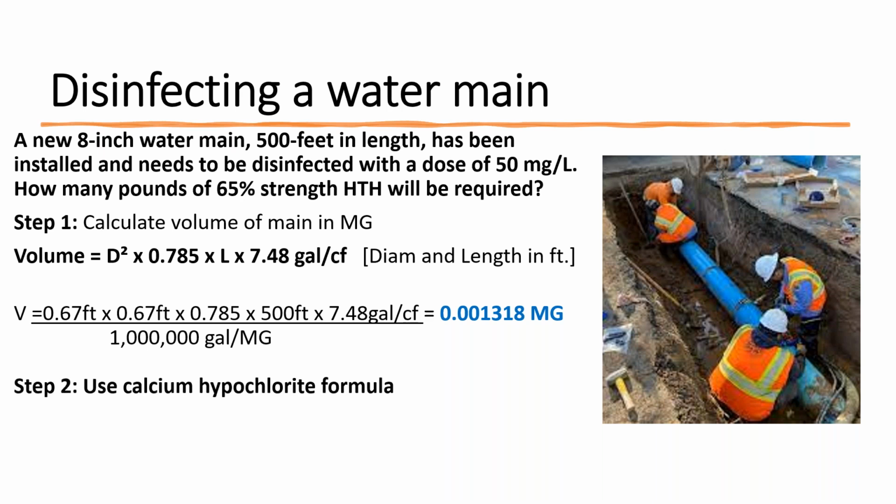Now I can plug that volume into my calcium hypochlorite formula. We know our dose is 50 milligrams per liter. So we're going to plug the volume in, the 0.001318 mg, times the 50 milligrams per liter dose, times 8.34 pounds per gallon. You'll notice that top part is going to give us the weight of pure chlorine. On the bottom, we're going to divide it by 0.65 because it's 65% strength.